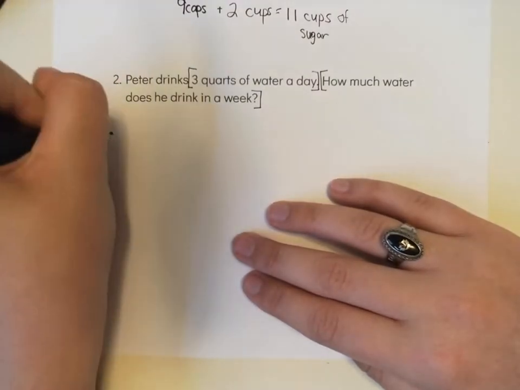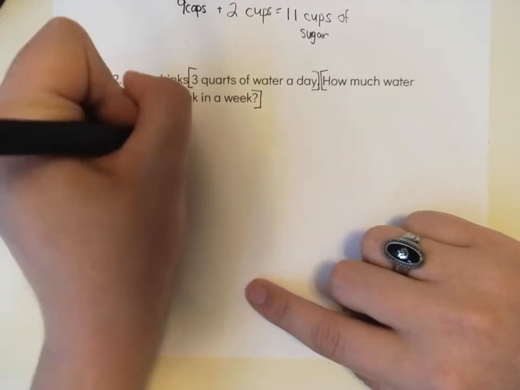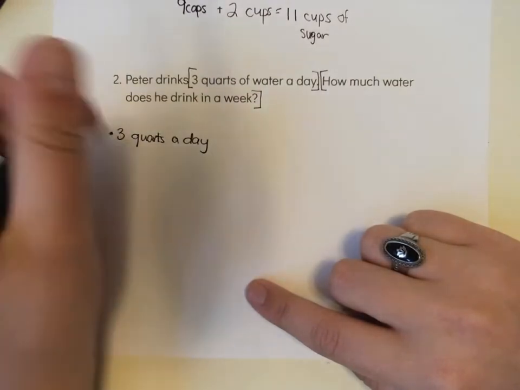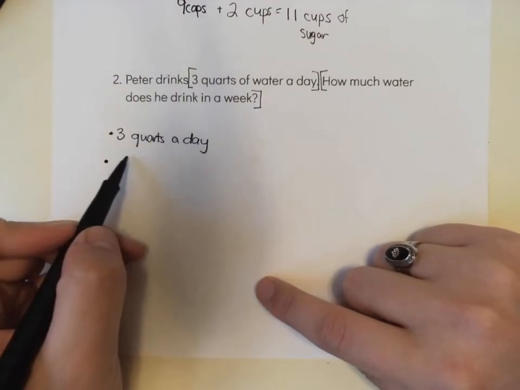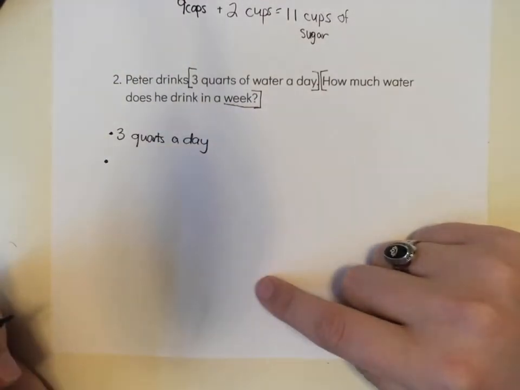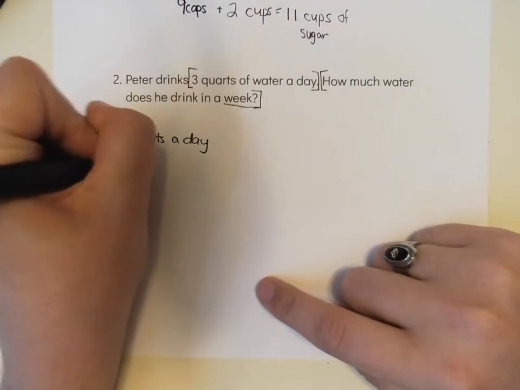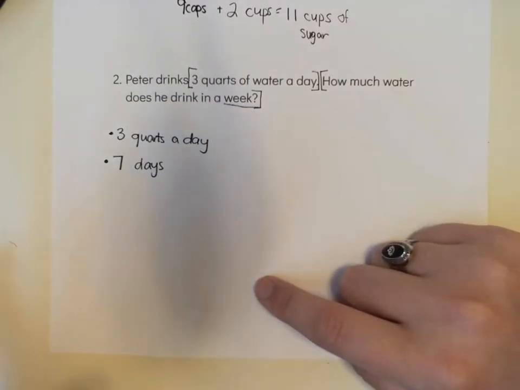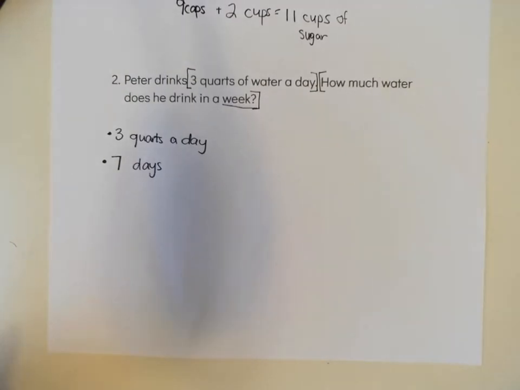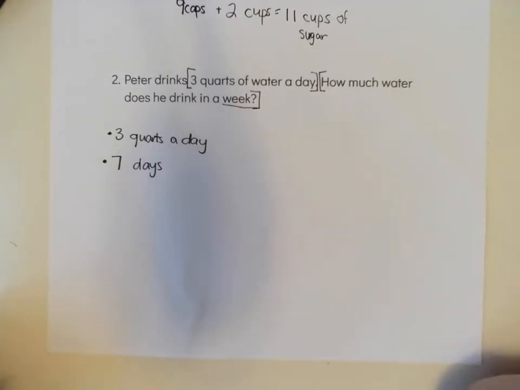So down here, I'm just going to write a couple notes just to help me organize my thoughts. So I know that he drinks 3 quarts a day. And I know that he drinks this for 1 week, right? So how many days are in 1 week? There are 7 days in a week. So that means that he drank 3 quarts of water for 7 days. Now, how could we rearrange this to help us solve the problem? How could we write this so that it's easy to solve? If he drinks 3 quarts a day for 7 days, how many will he drink at the end of the week? That is the question we're trying to answer.